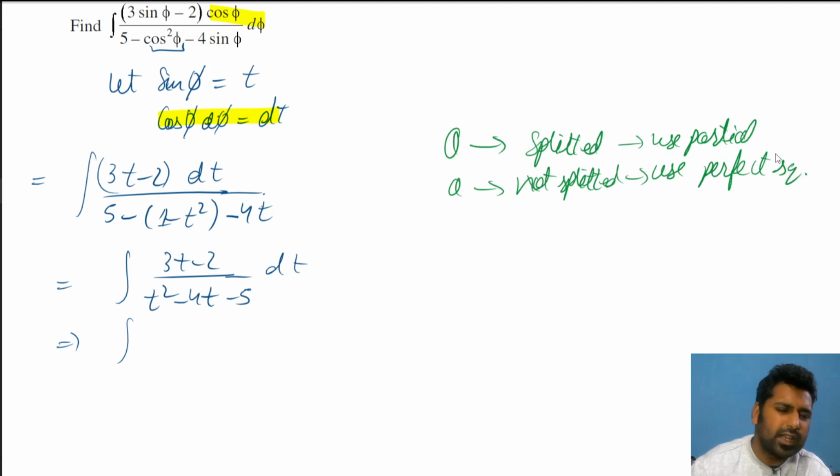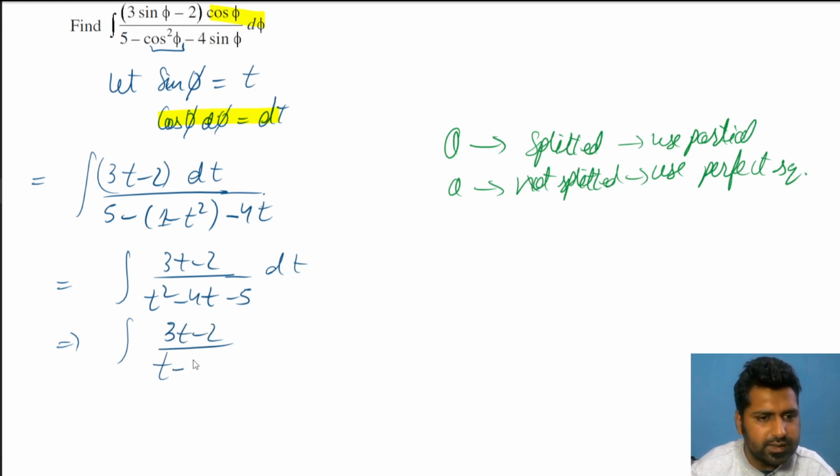This will help you to identify. In the same question I discussed in the last exercise, I would have said this is linear upon quadratic and solved it. But now I'm saying don't use that. Why? Because partial fractions is a better option. So let's see first of all whether we can split this or not. This is splittable. This is (t minus 5)(t plus 1).